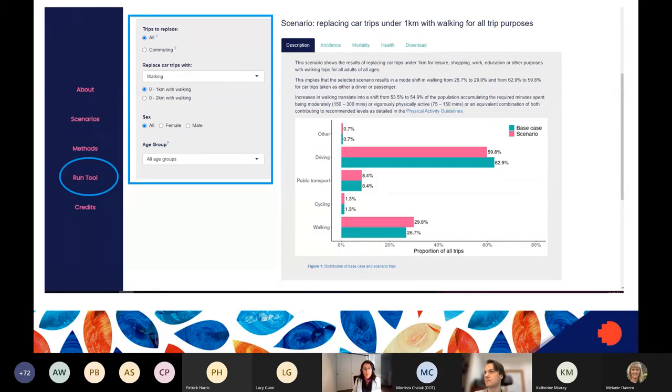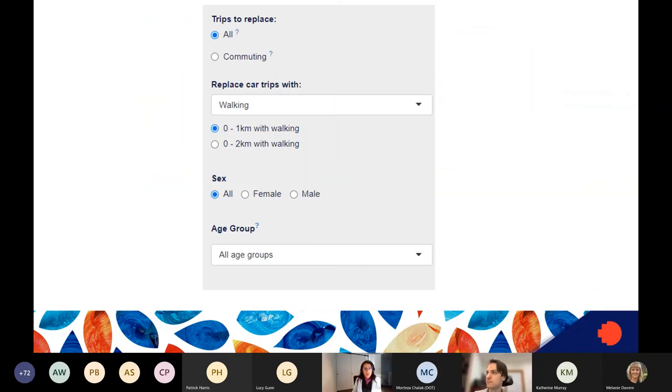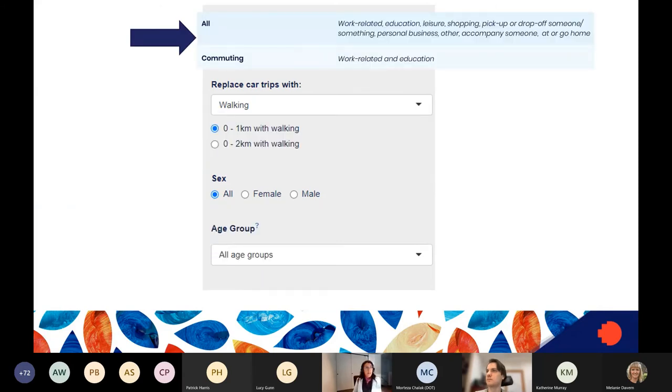So now onto the tool. We've got a few options for the scenarios to model, and this is here in the light blue square section. If we zoom in, the first option is which trips to replace. This can be all trips, and these are any trip purposes, including the VISTA survey. So for work, education, leisure, shopping, etc. Or commuting, which we define as work-related trips and education trips.